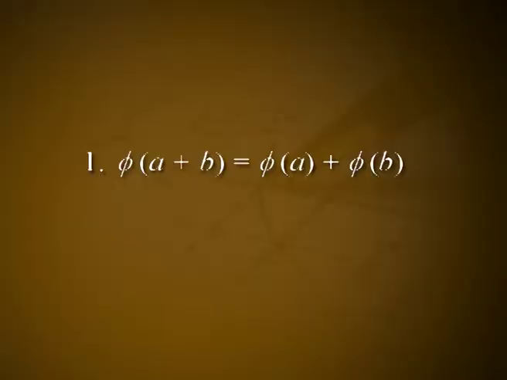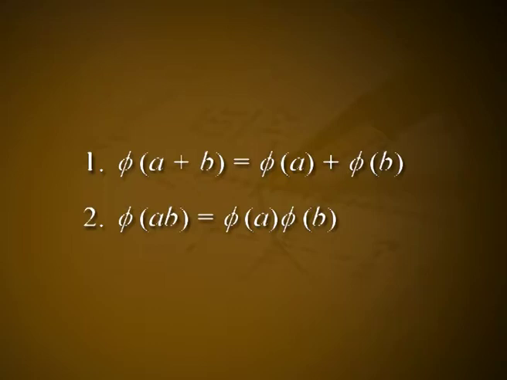Definition: isomorphism of rings. An isomorphism or ring isomorphism phi of a ring R with a ring R dash is a one-to-one function mapping R onto R dash such that for all A, B belonging to R, phi of A plus B equals phi of A plus phi of B, and phi of A into B equals phi of A into phi of B. Briefly, phi is an isomorphism from R to R dash if it is a homomorphism from R to R dash that is both one-to-one and onto.